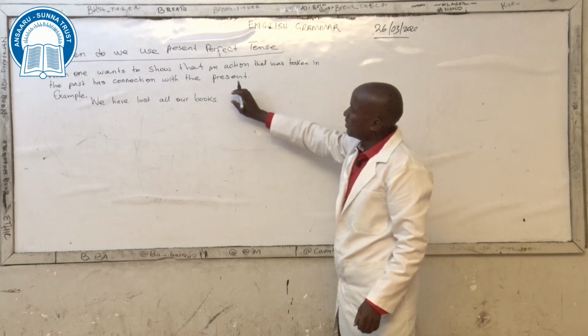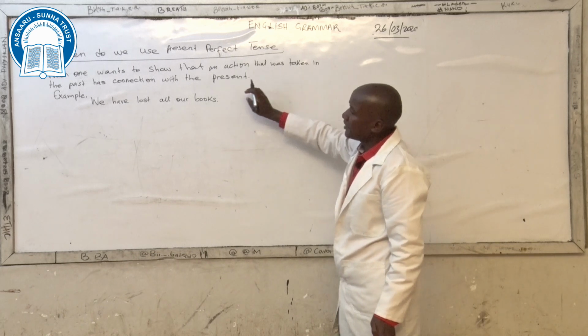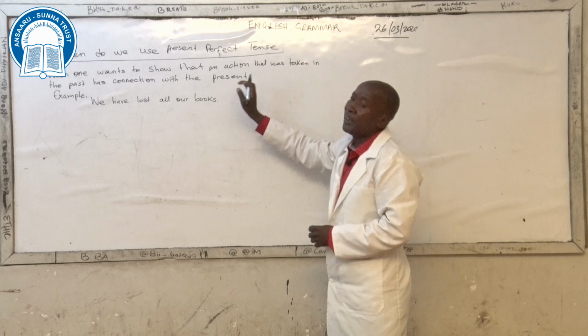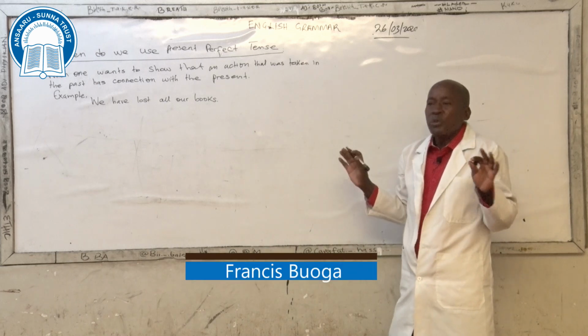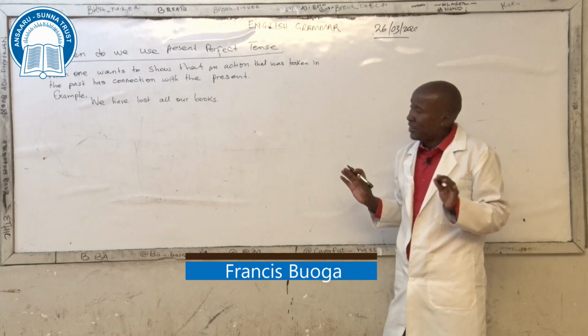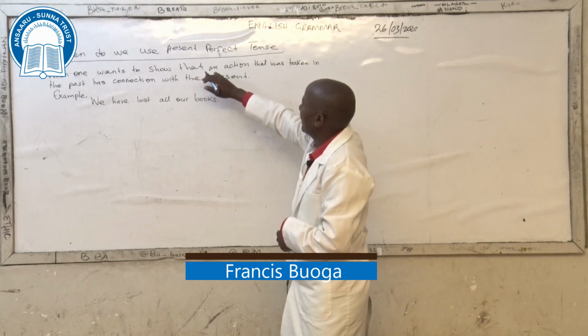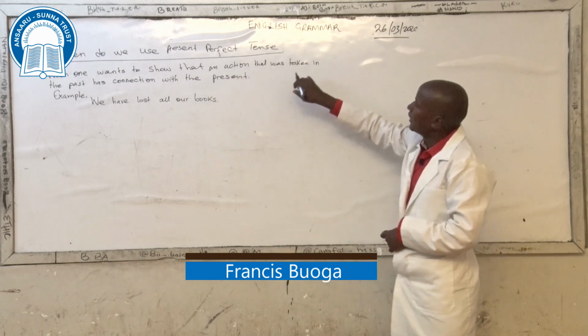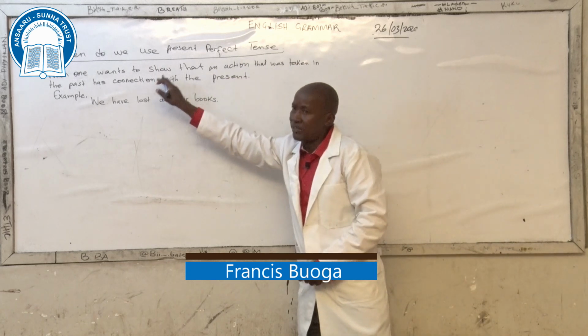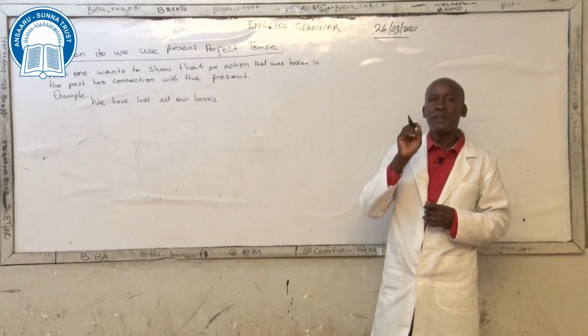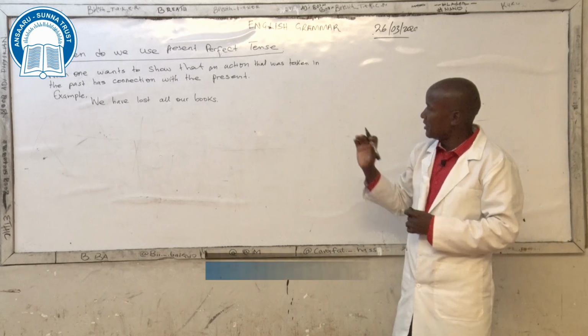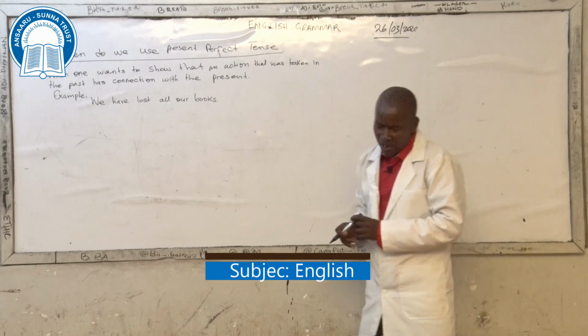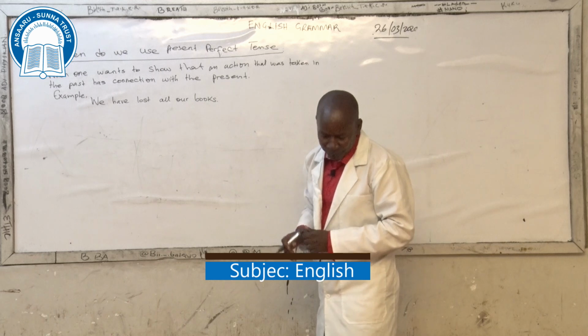That is the act of losing books. So what is the connection? Currently, as the speaker is speaking, there are no books. The books are not there. That is what we mean by showing that an action that was taken in the past has connection with the present. Present means that there are no books now.